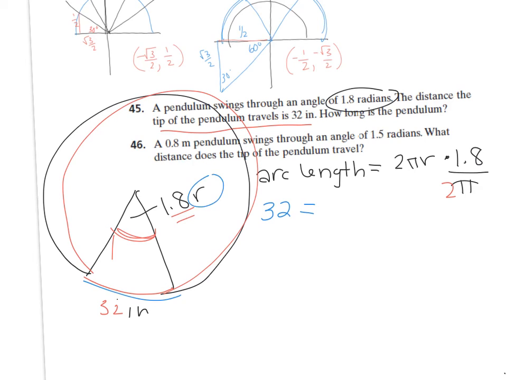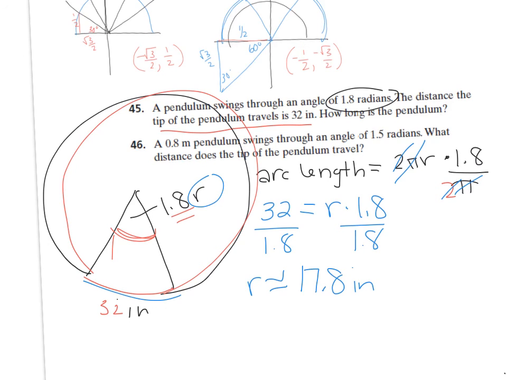But we want to know the length of the pendulum, so we want to know the radius. So these two cancel out, and actually these two cancel out. So now you have r times 1.8. So we divide both sides by 1.8, and you get the radius, or the pendulum length, is approximately 17.78 inches. So arc length, excuse me, is the circumference multiplied by the fractional part of the circle that you're referencing.